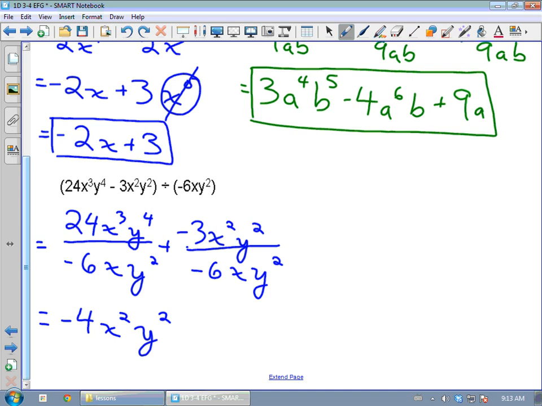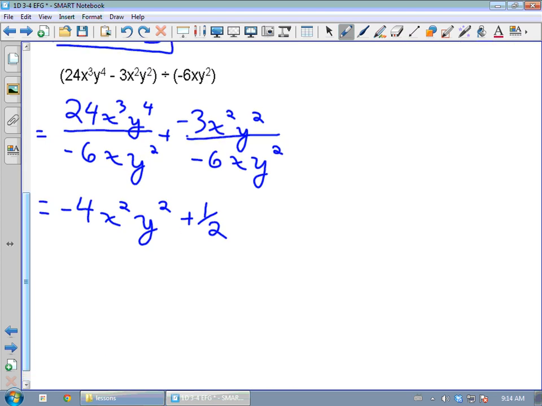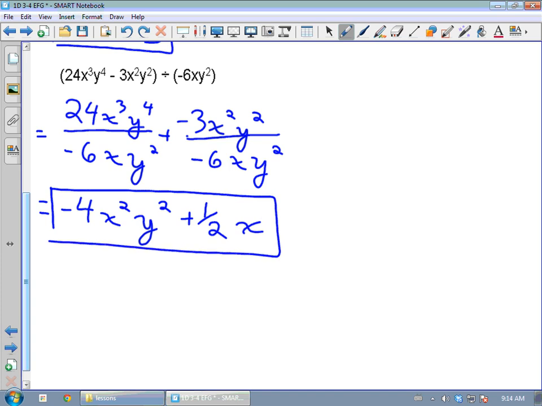Negative 3 divided by negative 6, that's going to be a fraction, 3 over 6. I just want to put that fraction in lowest terms. So in lowest terms, that's going to be 1/2. And I have a negative on top and a negative on the bottom, so those are going to cancel and give me a positive there. And then x squared divided by x, let's see, 2 minus 1 just gives me x. And then y squared over y squared, let's see, 2 minus 2 would give me 0. So I'm not going to have a y at all. So my final answer, negative 4x squared y squared plus 1/2 x.